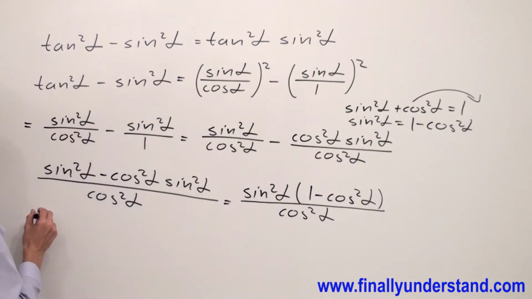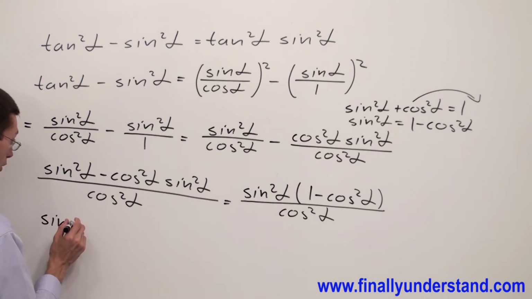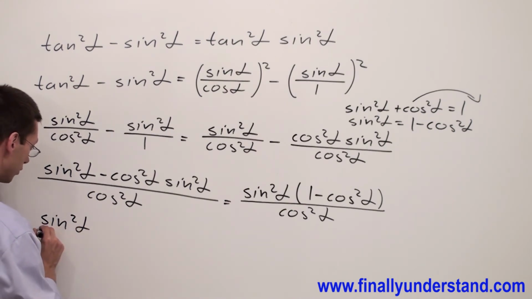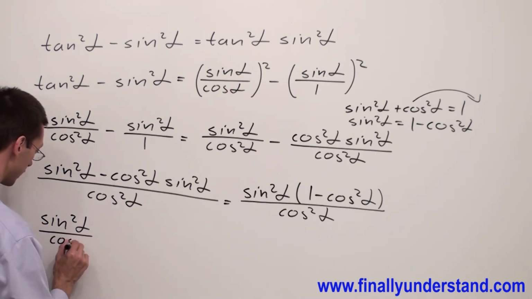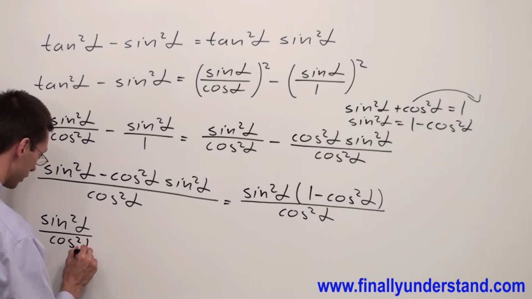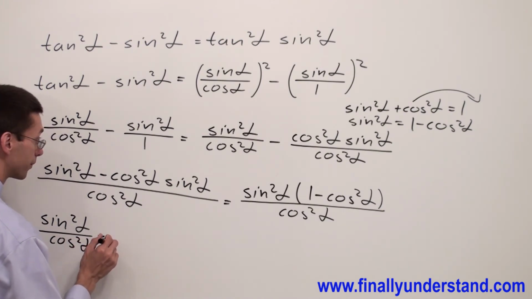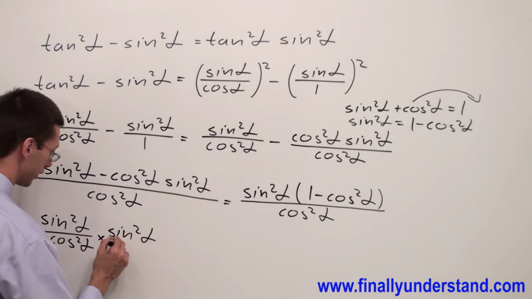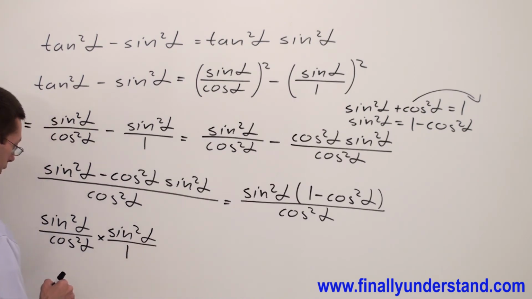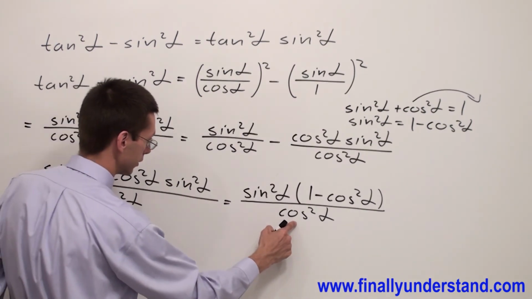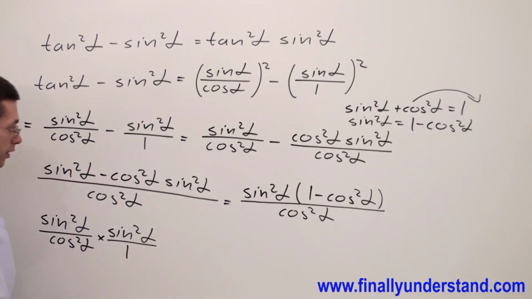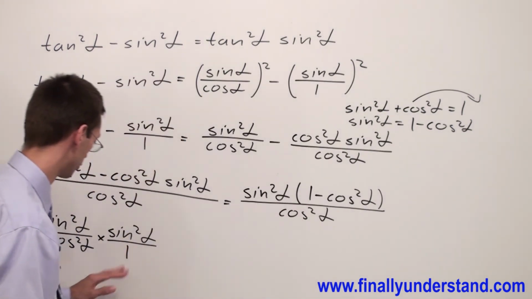That's why I'm going to rewrite this as sine square alpha over cosine square alpha times sine square alpha over 1. 1 because my denominator is cosine square alpha, right? So this is cosine square alpha times 1 gives me cosine square alpha. So this is the proper notation.